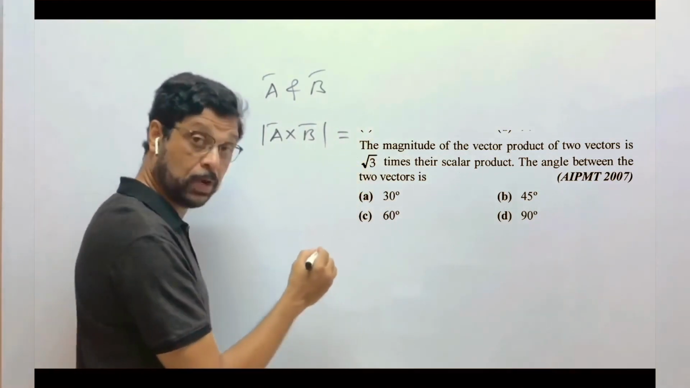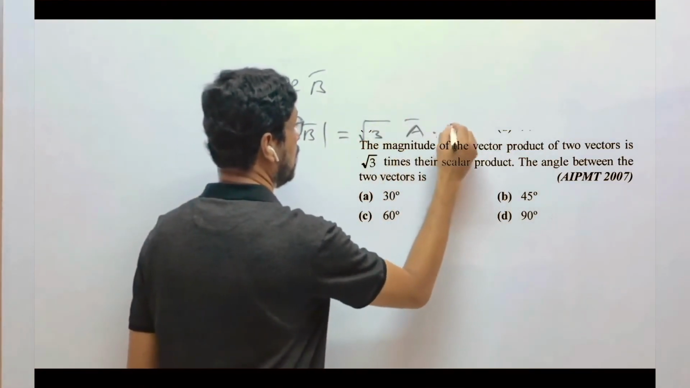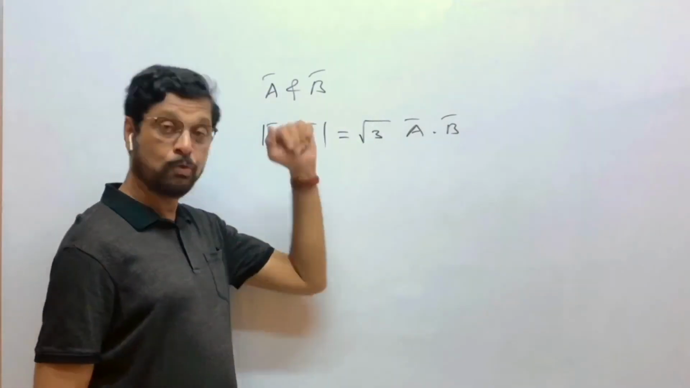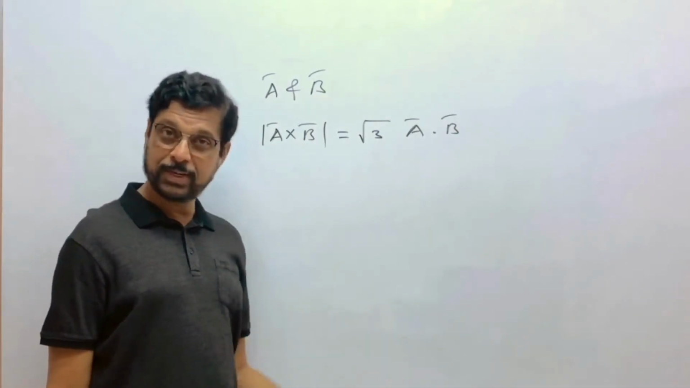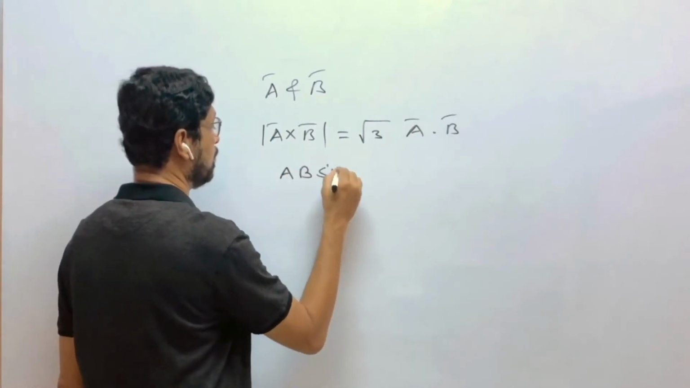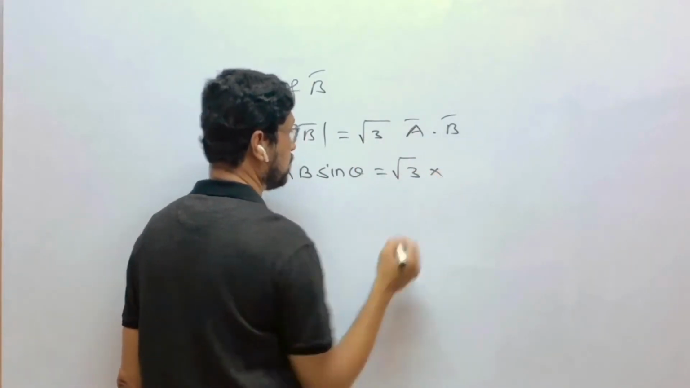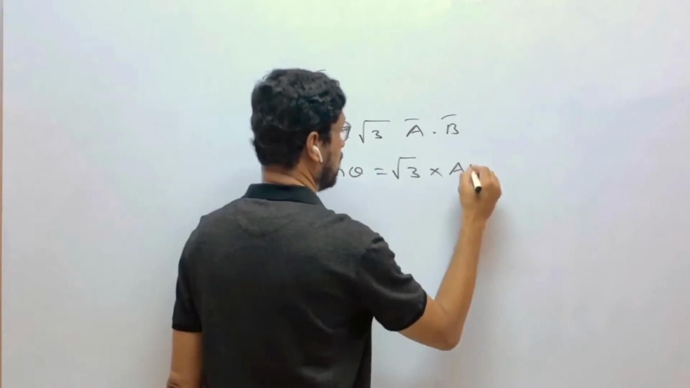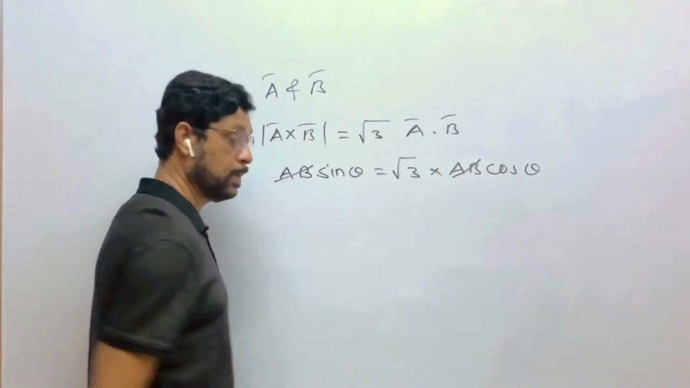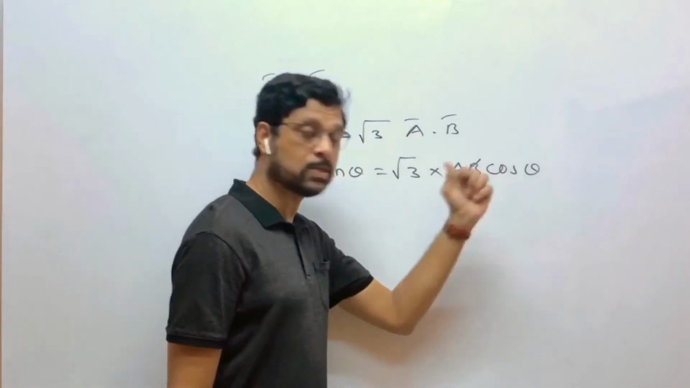Is equal to root 3 times their scalar product, A dot D. What is the angle between these two vectors? Same way as we did in the last question, mod of A cross B is AB sin theta, which is equal to root 3 times A dot B, which is AB cos theta. This AB gets cancelled. Sin theta is equal to root 3 cos theta.